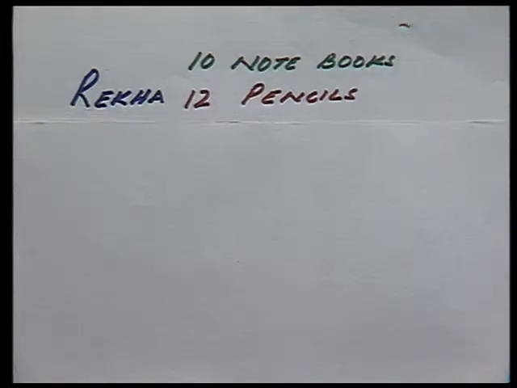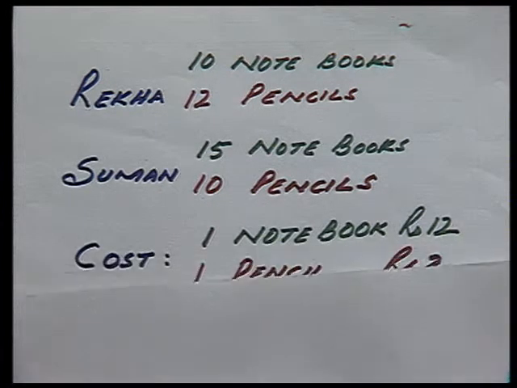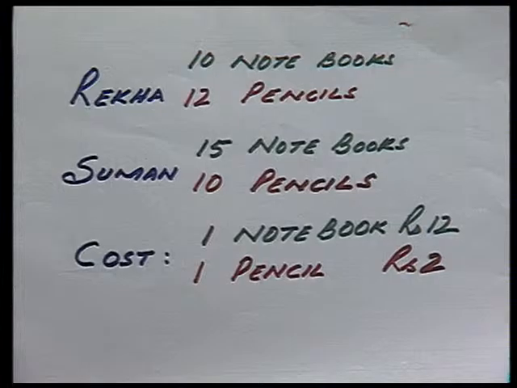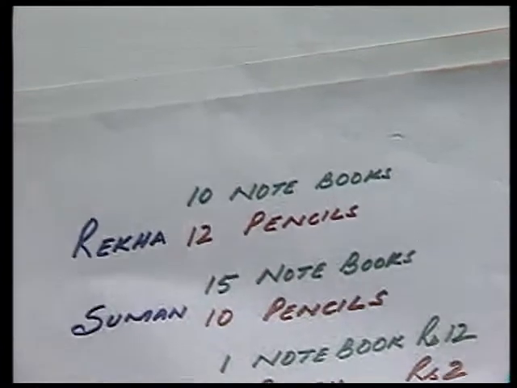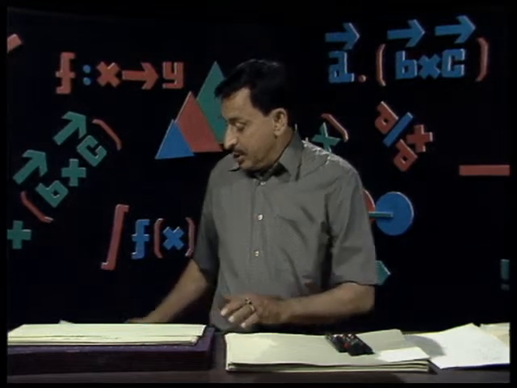Let us consider this situation where two friends, Rekha and Suman, go out to the market to purchase certain notebooks and pencils. Rekha wants to buy 10 notebooks and 12 pencils. Suman decides to buy 15 notebooks and 10 pencils, and the cost of one notebook is 12 rupees and that of one pencil is 2 rupees. We are interested in knowing exactly how much it is going to cost each one of them. So, we are interested in working out how much amount is to be paid by Rekha and Suman.